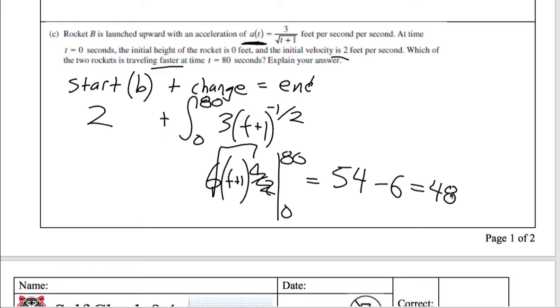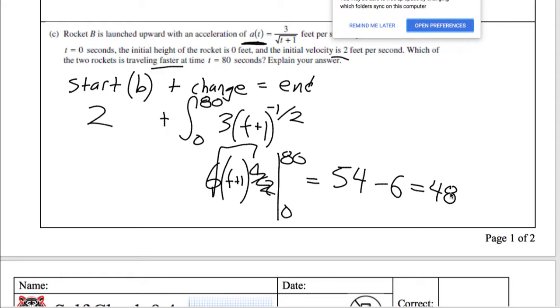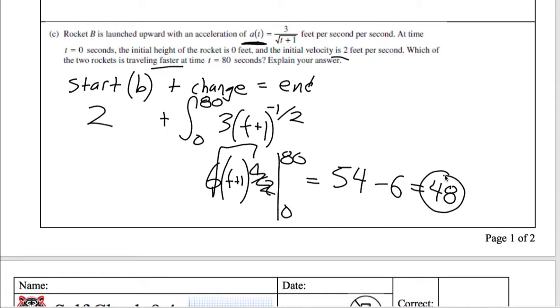I need that too. Yeah. The velocity isn't 48. We need to add that 2. Ah, you're right. That was just the change. So this thing that we just found, 48, represents this integral right here. So yeah, we do need to add the 2. So our final velocity, our end value, should be 50. Okay, from there we need to compare that to time equals 80 of our table.